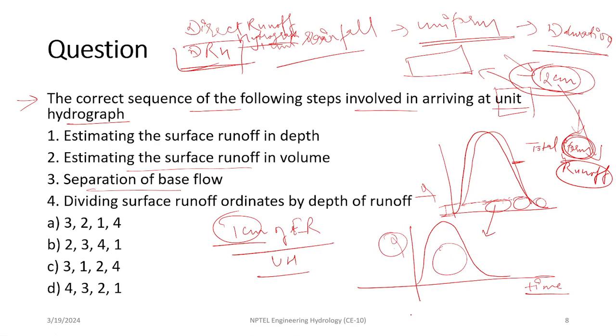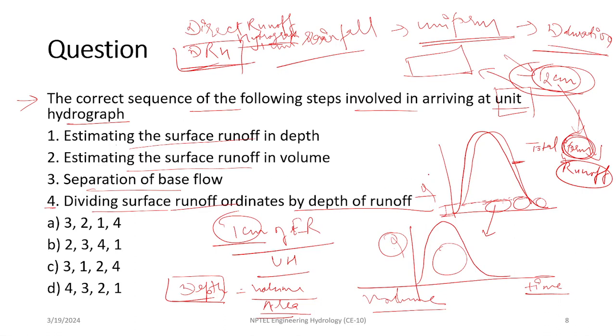Taking the area under this graph, you can compute the volume. Okay, now you got the volume. Now again we have to compute the surface runoff depth. That means what? Depth in the sense, volume divided by the area. We will be getting this depth, but this depth will be for what? This depth will be for the entire catchment.